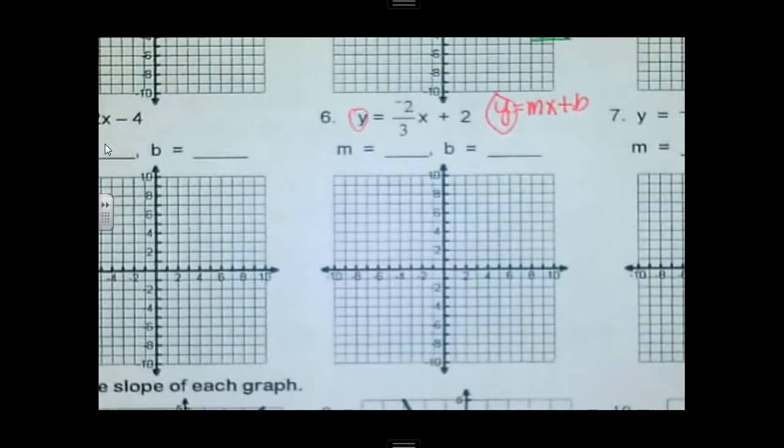What? What's the slope, Dewey? What? Dewey, what's my slope?